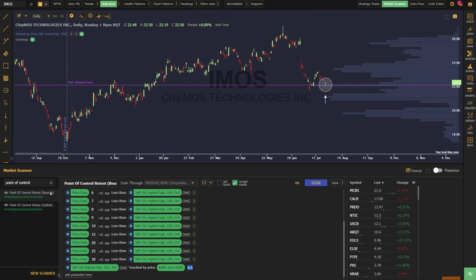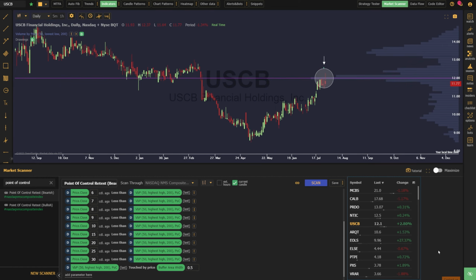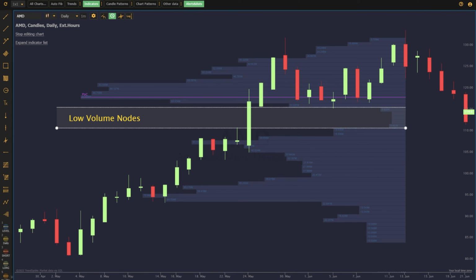This same strategy can be implemented in reverse to look for potentially bearish retests of a previously lost point of control level anchored from a highest high. Though much emphasis is often placed on the point of control, we'd be remiss not to talk about low volume nodes, which can also be important areas of interest for traders.